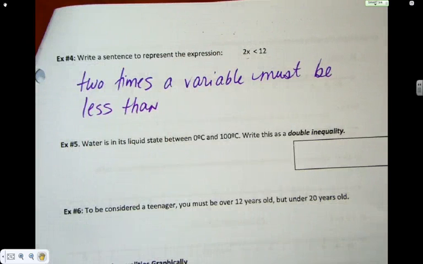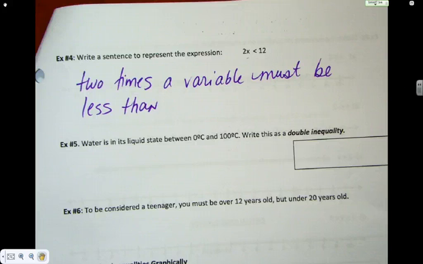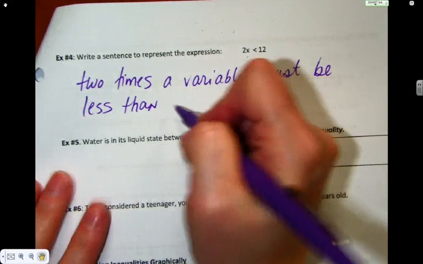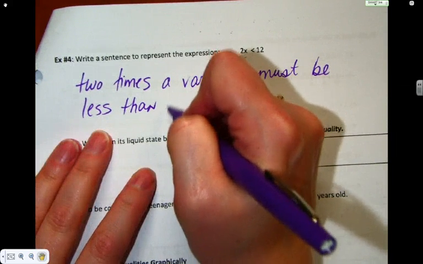How do we remember that that's less than and not greater than? Because the alligator's out. Look at your hands. Does it look like your left or your right? If it looks like your left, it is less than 12.